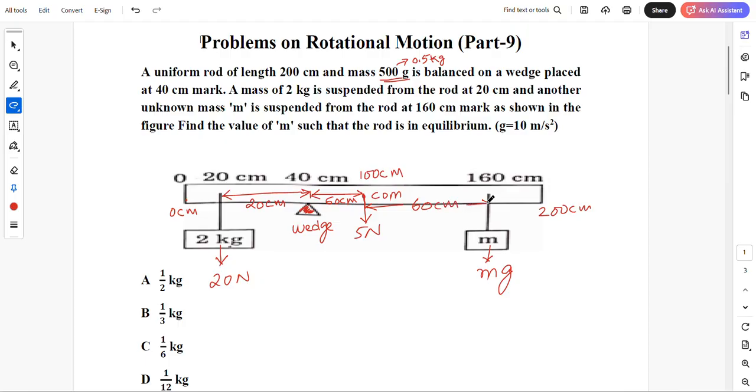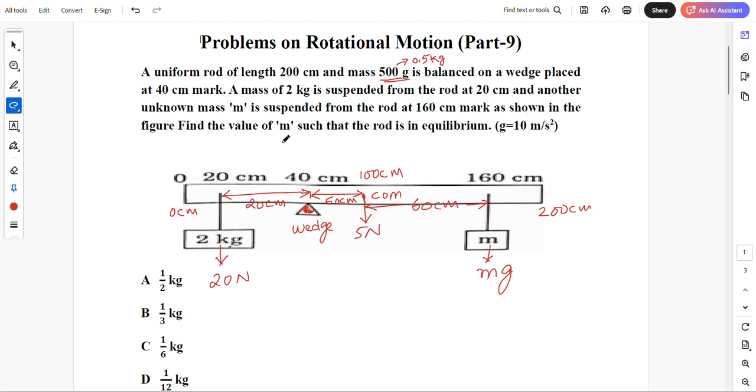Wherever we saw weights, that is the 2 kg mass, they have written 20 Newton forces acting downwards, and mg, and this is 5 Newton. That is very, very important. The mass of the rod is 500 gram, and the force will be acting downwards. Weight of this rod of mass 500 gram, that is 0.5 kg, 0.5 into 10 is 5 Newton.